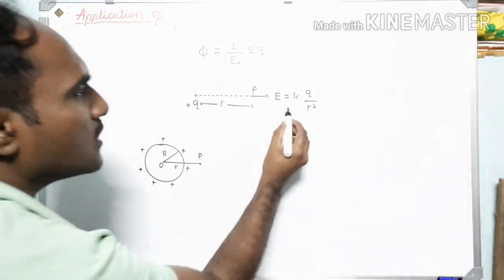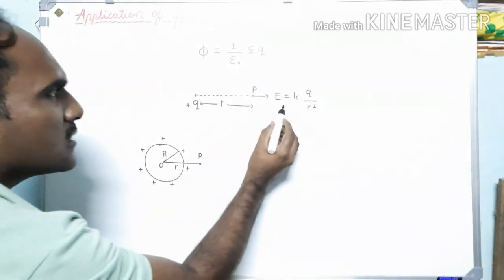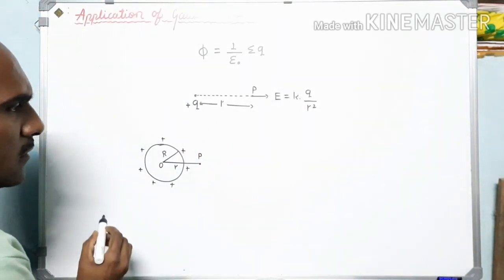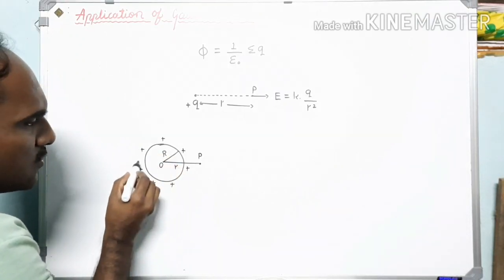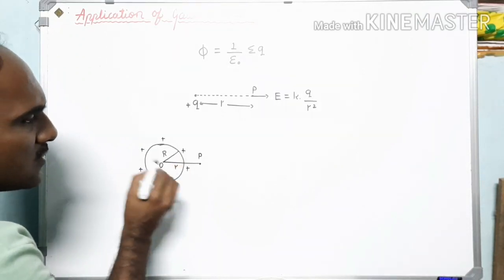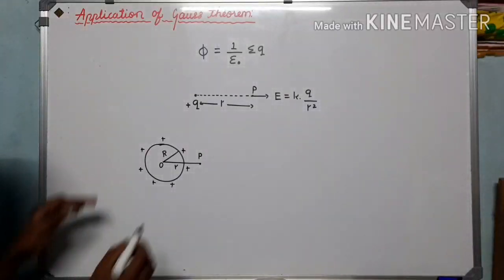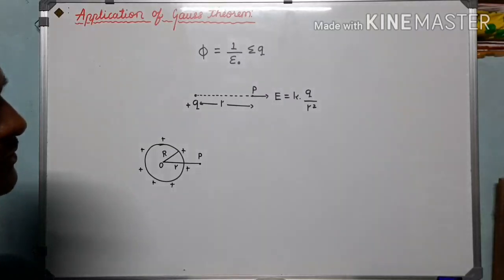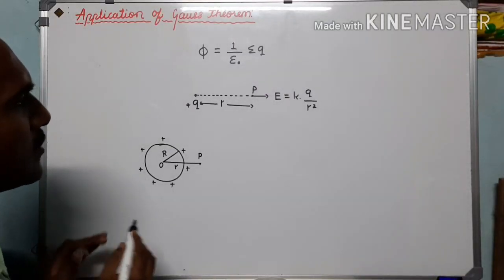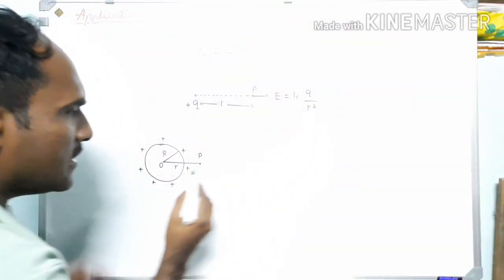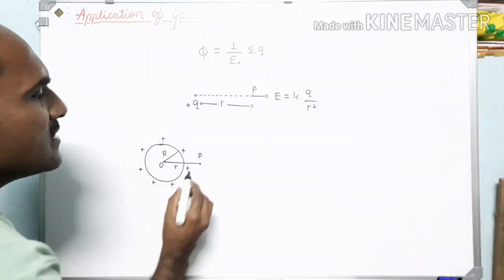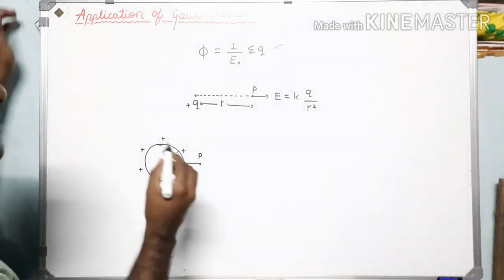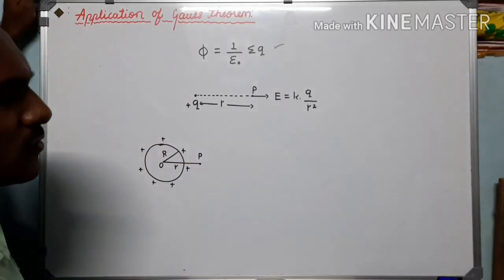Here we can't use this formula, because this formula is used for a single point charge. But many charges are distributed on the surface of this sphere. Such a distribution of charge is known as a complex charge distribution. In such cases, we can't use this formula directly. In such cases, we will find the intensity at point P by using Gauss theorem. Getting the idea? This is one of the applications of Gauss theorem.